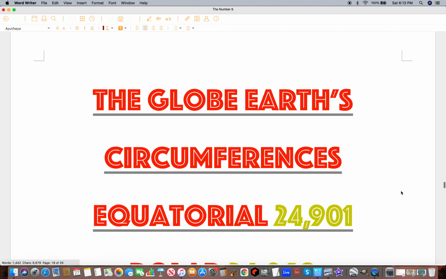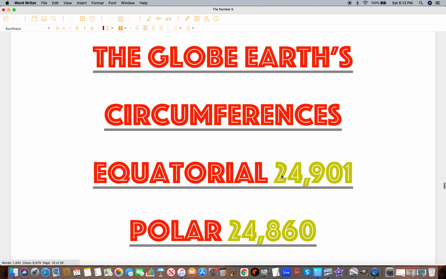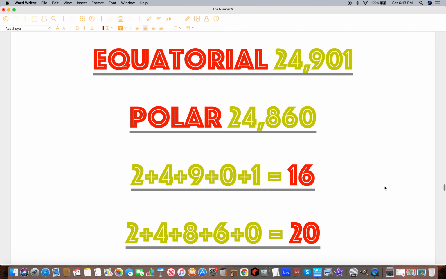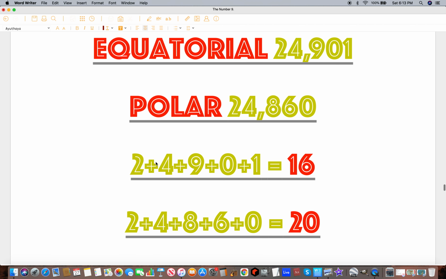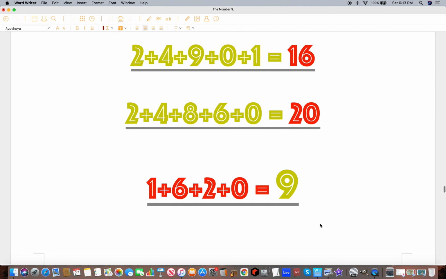The globe Earth's circumference, equatorial, is 24,901. Polar is 24,860. So 24901 adds to 16. 24860 adds to 20. Okay? So 1 plus 6 plus 2 plus 0 equals 9.